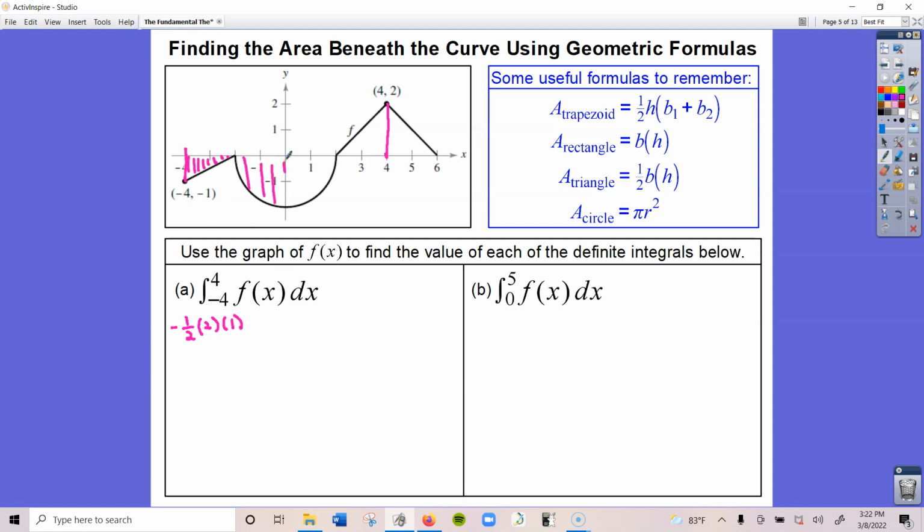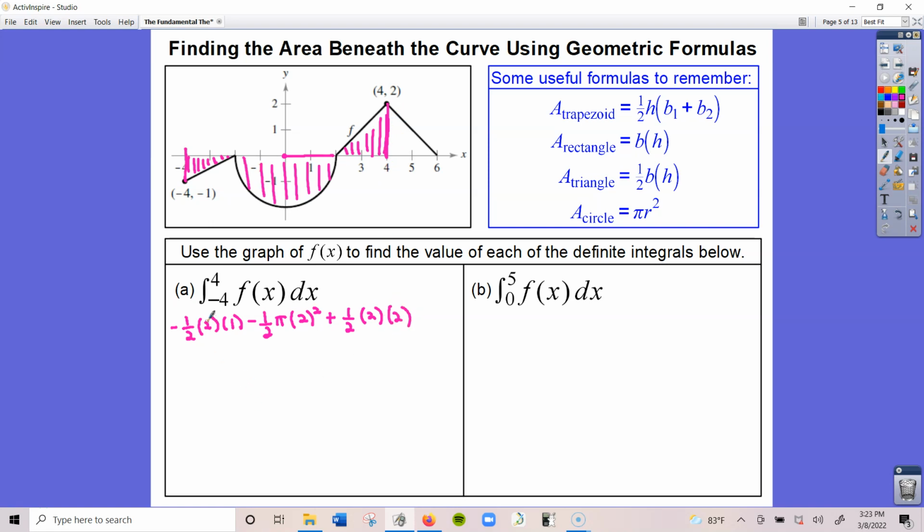Then we have this semicircle. So the area of a circle is pi r squared, but because we only have half of a circle, I'm going to subtract, because the area is below, half the area of the circle, which is pi, and then the radius, which is from the center to the edge, which is 2 squared. Then the last bit of my area, you can see it's this triangle here, and that's above the x-axis. So I'm going to add that area, which is 1/2, the base, which is 2, and the height, which is also 2.